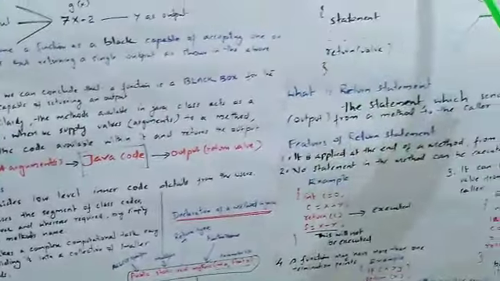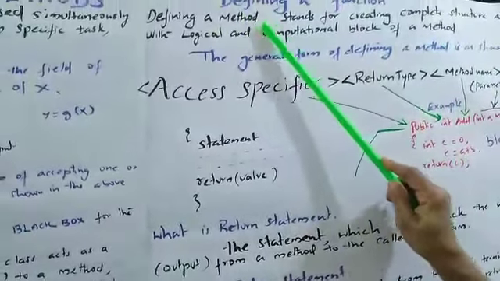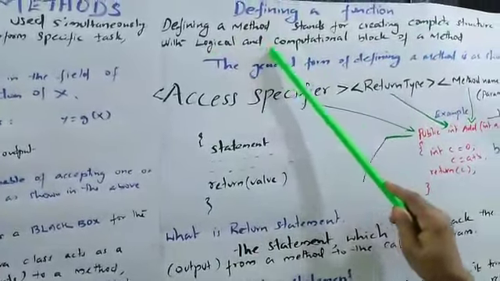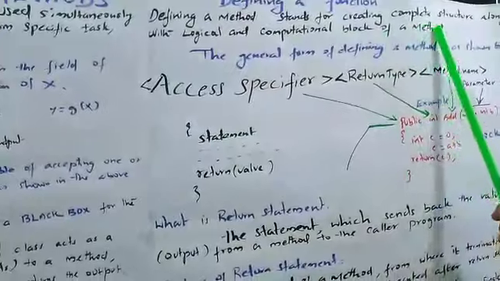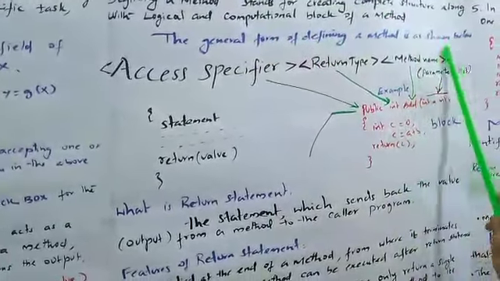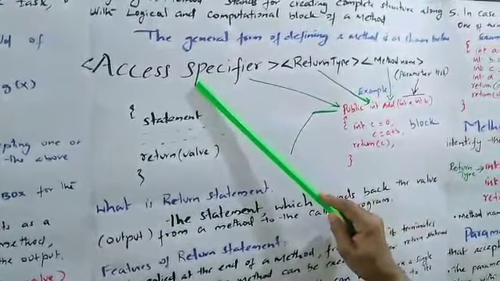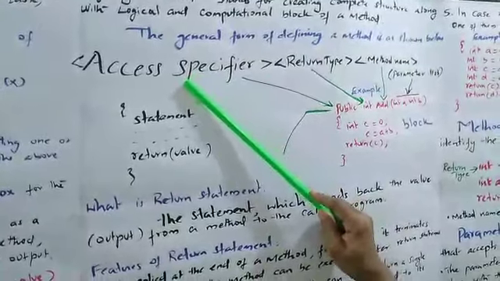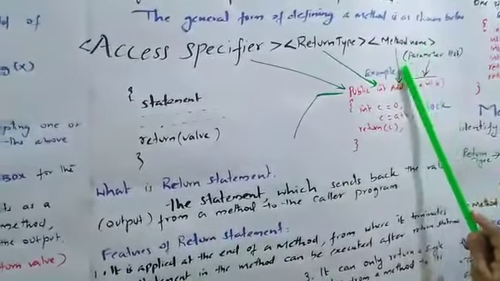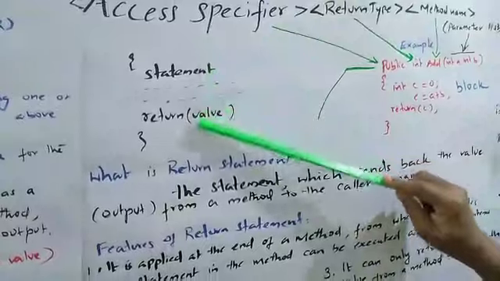Now we come to defining a function. How do we define a function? Defining a method stands for creating complex structures along with a logical and computational block of a method. The general form of defining a method is shown below. What do you have to write? A specifier. There are 4 types of specifiers: public, private, protected and default, which you will study later on. After that, return type, then method name, and this one is the parameter list.